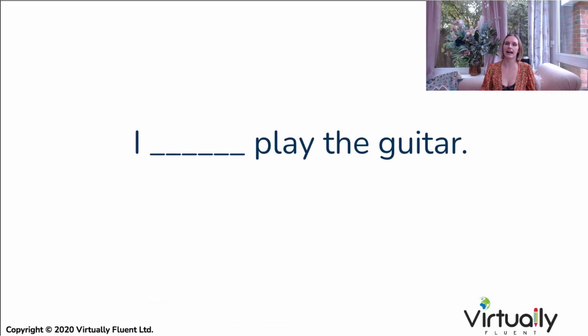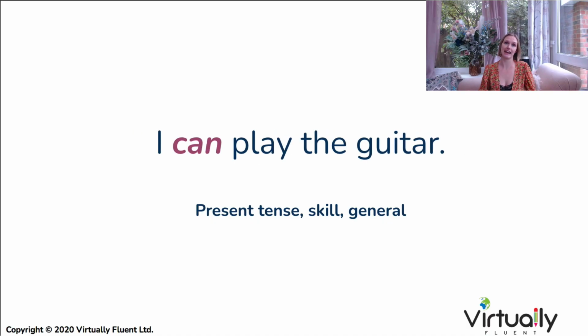So let's take a look at a couple of example sentences and see if you can choose the right verb. I play the guitar. So when we analyze this sentence, we're talking about, we assume, a present tense situation. Playing the guitar is a musical skill and it's very general, a general ability. Therefore, the verb we're going to use is can. I can play the guitar.